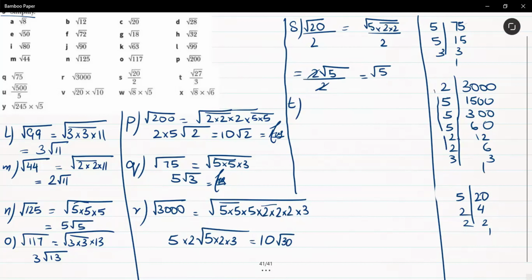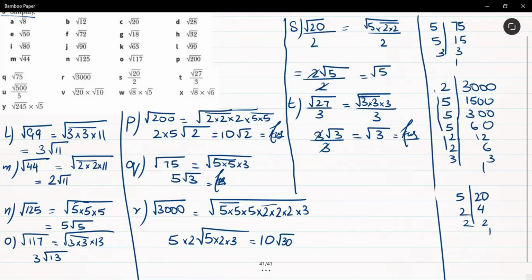Proceeding on to part T, we have under root 27 divided by 3. So what is under root 27 equal to? I know for a fact that under root 27 is 3 multiplied by 3 multiplied by 3, divided by 3. Again, this is under root, so we get a pair of 3. We get 3 under root 3 divided by 3, and again, we cancel down these values. We get under root 3 as the sole answer for question number 3, part T.